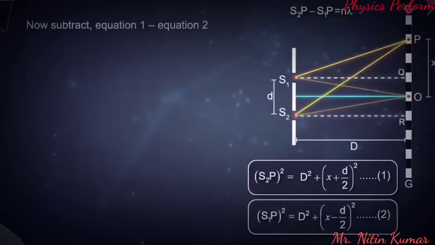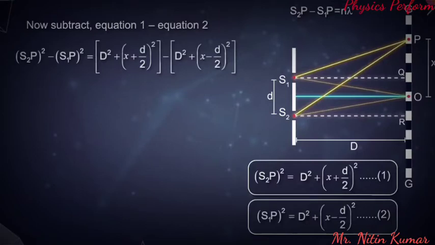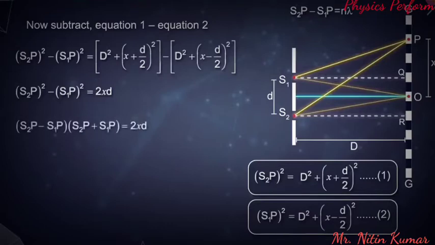Now, from equation 1 minus equation 2, we get S2P square minus S1P square is equal to D square plus (x plus d by 2) the whole square minus D square plus (x minus d by 2) the whole square. After simplifying this expression, we get S2P square minus S1P square is equal to 2xd. This expression can be written as (S2P minus S1P) into (S2P plus S1P) is equal to 2xd, or S2P minus S1P is equal to 2xd divided by (S2P plus S1P).